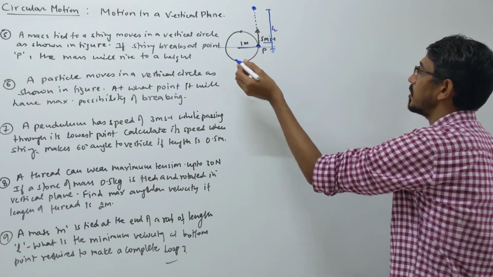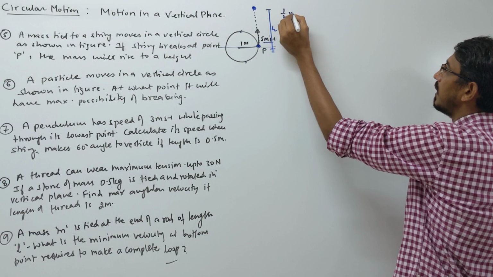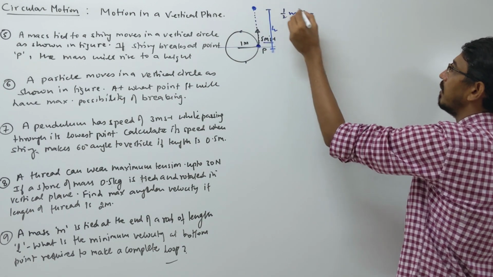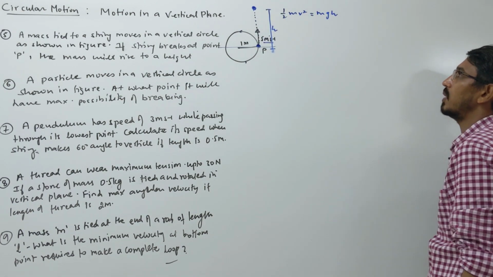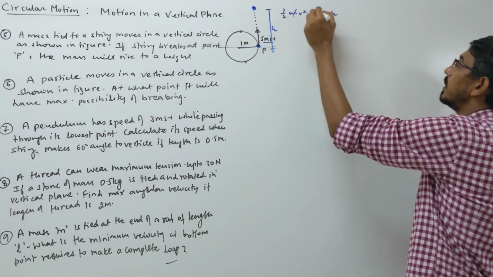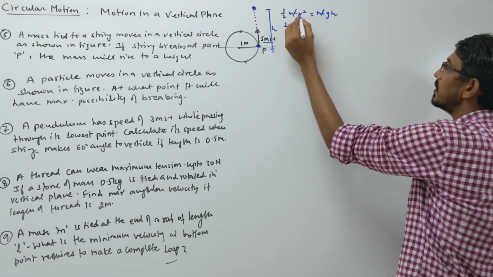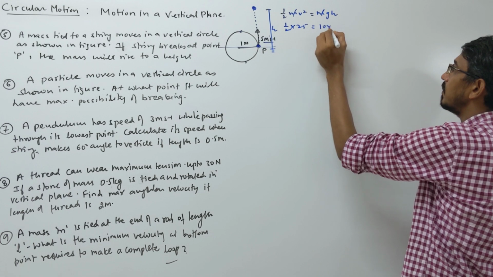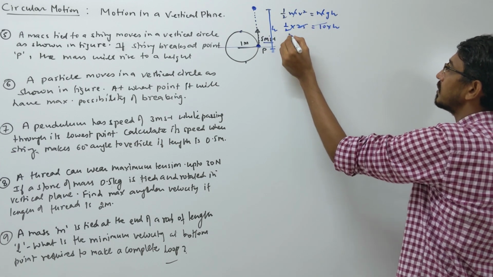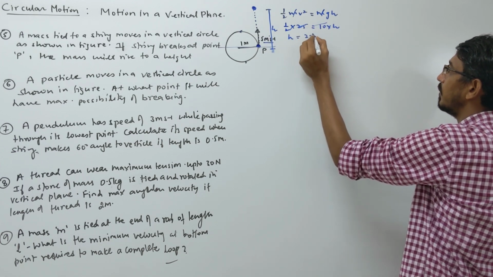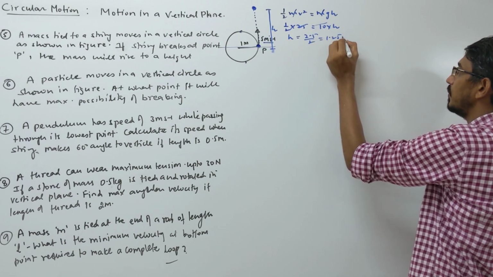So again we are writing conservation of energy. At this point energy is half mv square. At that point we have potential energy mgh. So h is unknown, that we can calculate. Mass cancels here, half, velocity is 25, equal to g into h. So this becomes 2.5, so h becomes 2.5 by 2, which means 1.25 meter.